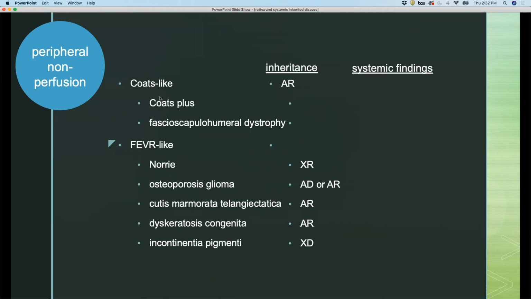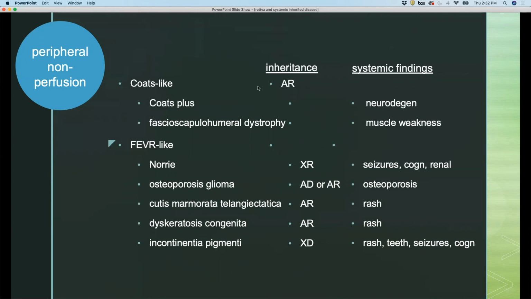Okay, so with Coats-like diseases, when someone has Coats syndrome, most of the time there's nothing wrong with the rest of their body, and it's only in one eye. With these 2 Coats-like things, the Coats is usually bilateral, and they have other things wrong with their body. So in Coats plus, it's a neurodegeneration type of thing. Just like all those lysosomal storage disorders, they can have a really bad course where they die in childhood.